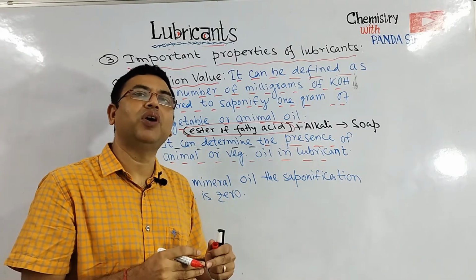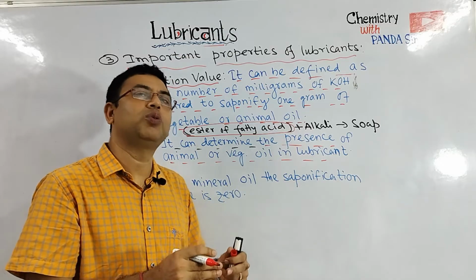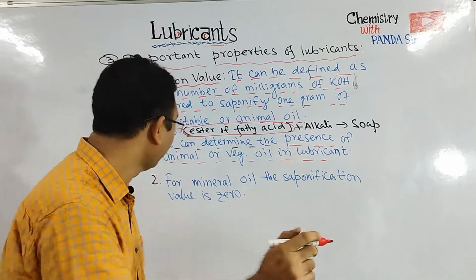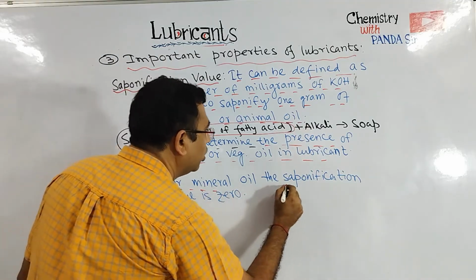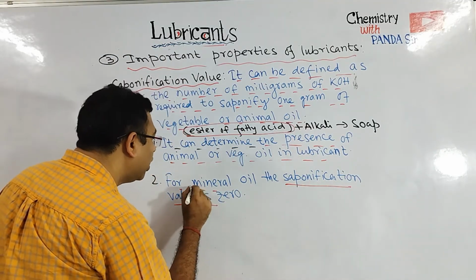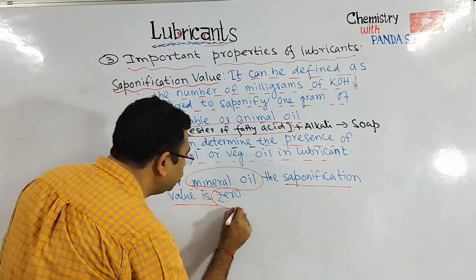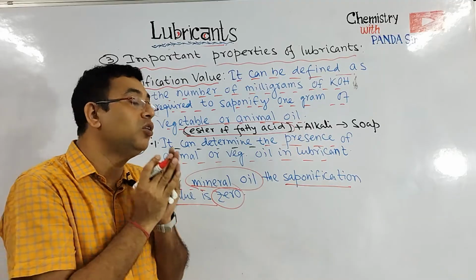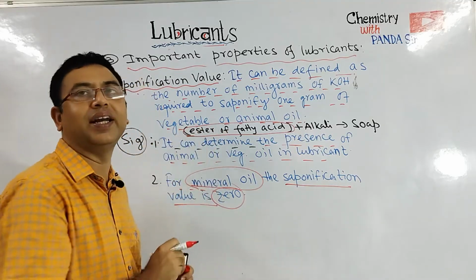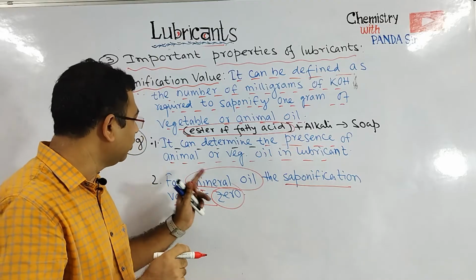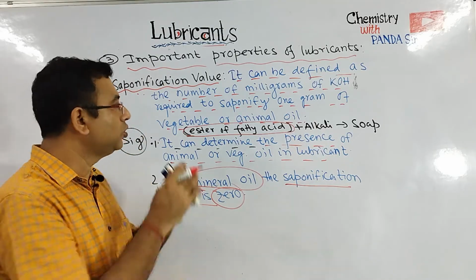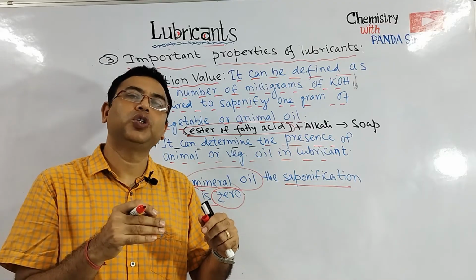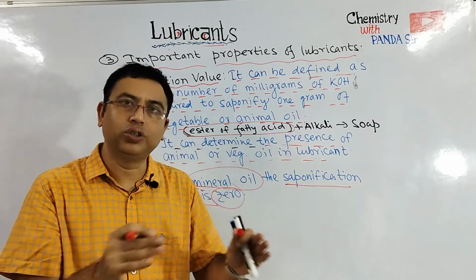If I am getting some value of the saponification, then we have to understand this lubricating sample contains vegetable or animal oil, because the saponification value for mineral oil is 0. That is another important thing: the mineral oil does not contain the esters of fatty acid, and that is the reason it cannot show a saponification value. So in one word, the saponification value for the mineral oil is 0.